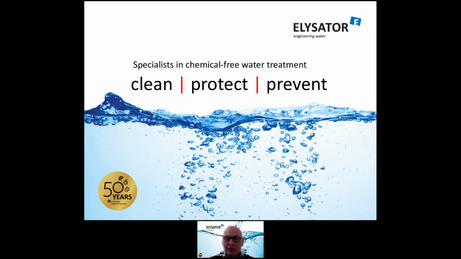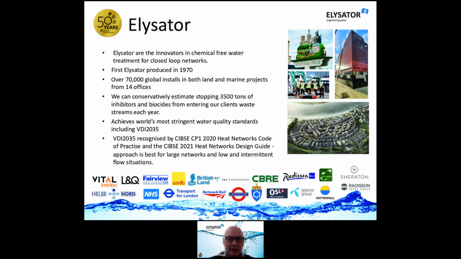And it's chemical-free water treatment, which hopefully most of you have seen starting to take off in the UK now with recognition within the CIBSE guides. So Elsator, chemical-free water treatment for closed-loop networks. On the right, there are some of the major projects that we're already on in the UK. Bunhill, which is the world's first project taking heat off the London Underground. That was a conversion from chemicals to Elsator. So our product was retrofitted to clean through an existing network and to convert it to chemical free.